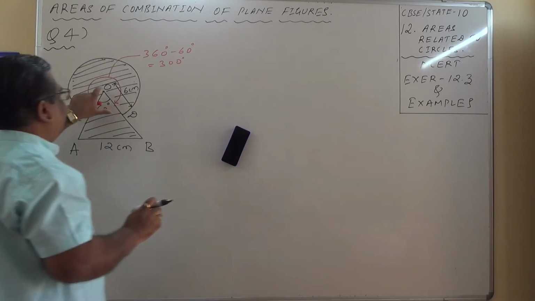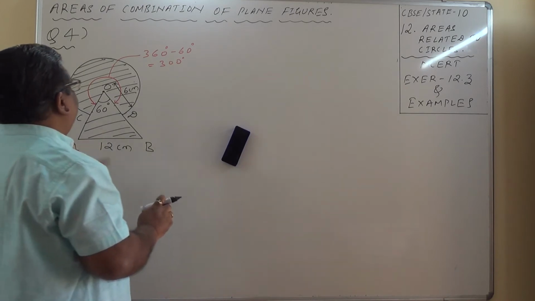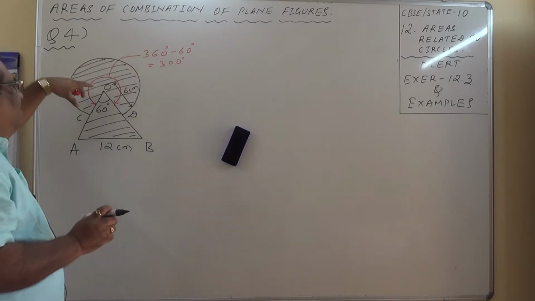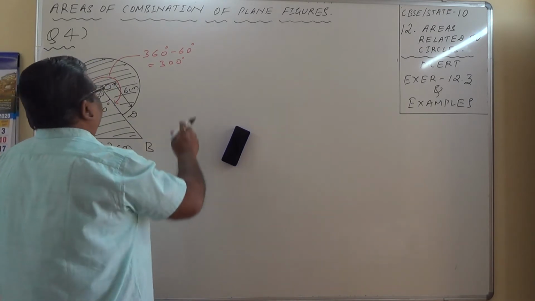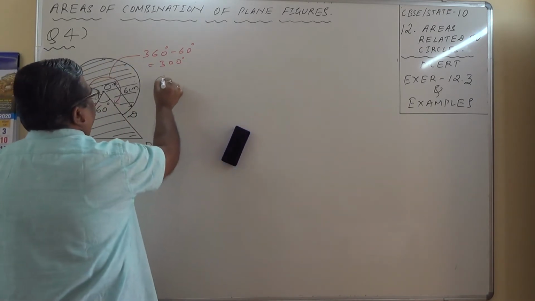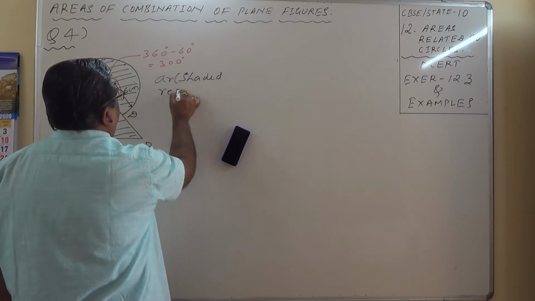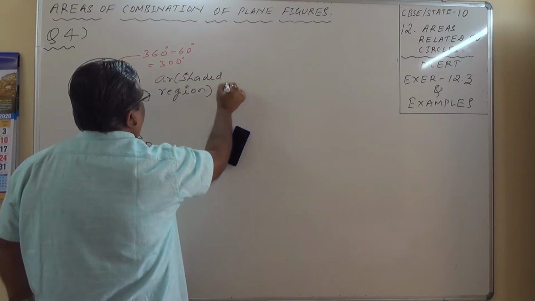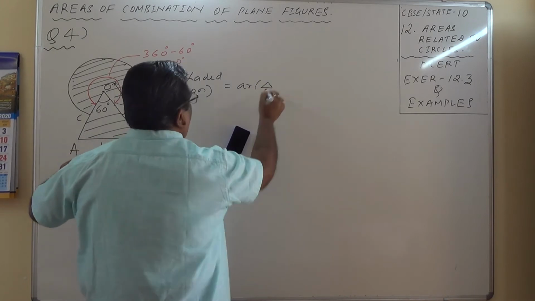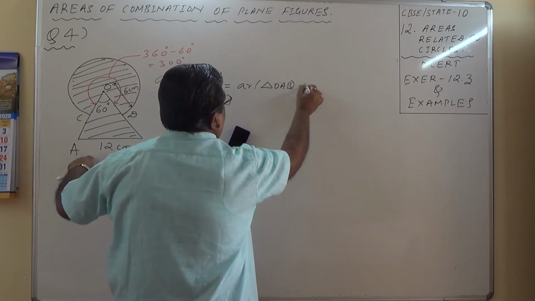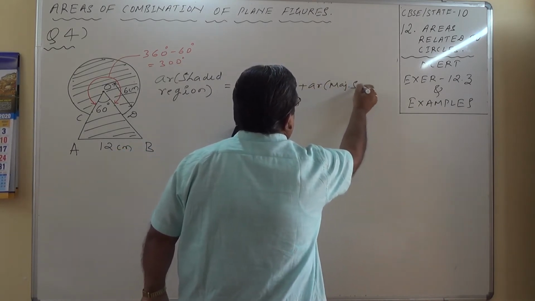The radius of the circle is given as 6 centimeter, and side of the equilateral triangle is 12 centimeter. That is the given information, which is written directly on the diagram. So no need to write once again. So directly we will write area of the shaded region is equal to area of triangle OAB plus area of major sector.